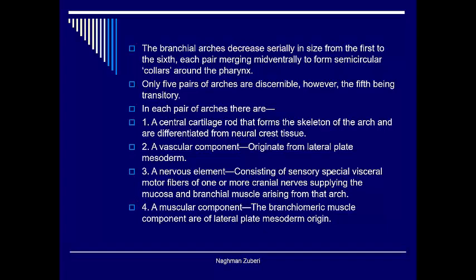In each pair of arches, there is a central cartilage rod that forms the skeleton of the arch, differentiated from the neural crest tissue. A vascular component originates from the lateral plate mesoderm, and a nervous element consists of the sensory and special visceral motor fibers of one or more cranial nerves supplying the mucosa and branchial muscle arising from that arch. A muscular component, the branchiomeric muscle component, is of lateral plate mesoderm origin.